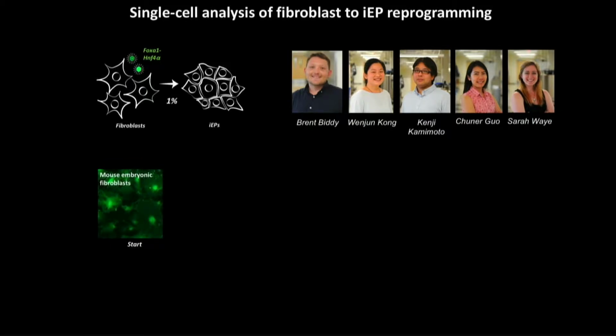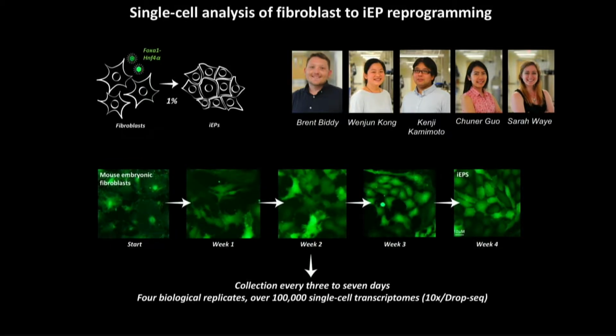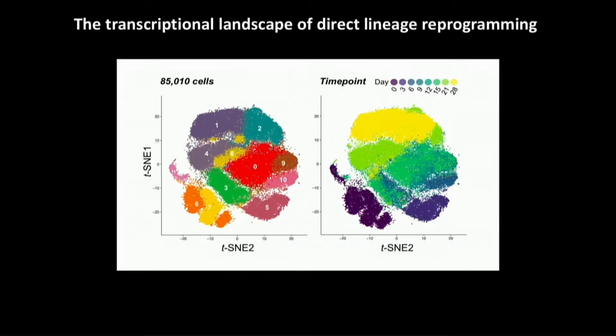We take mouse embryonic fibroblasts and reprogram over a time course of 4 weeks. We collect cells every 3 to 7 days and analyze them via 10x Genomics or Drop-seq platforms. So far, over 4 biological replicates, we've collected over 100,000 single-cell transcriptomes via both platforms. So what does the data look like? This is predominantly from 2 10x-based time courses, so over 85,000 cells.